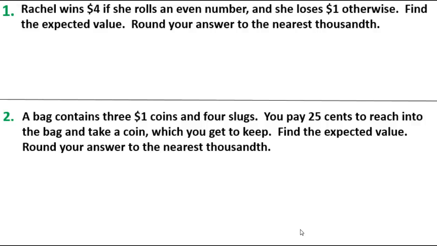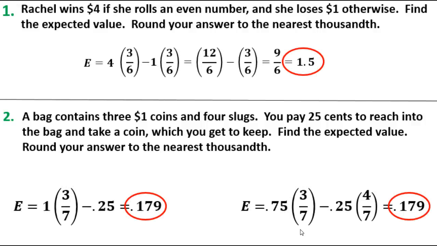So if we calculated both of those, here's what our values would end up being. Notice down here I have listed 2 different ways you could do this one. If you wanted to, you have $1 that you would earn. The probability of getting that is 3 divided by 7. Then we're going to subtract the quarter that it cost us to actually play the game.